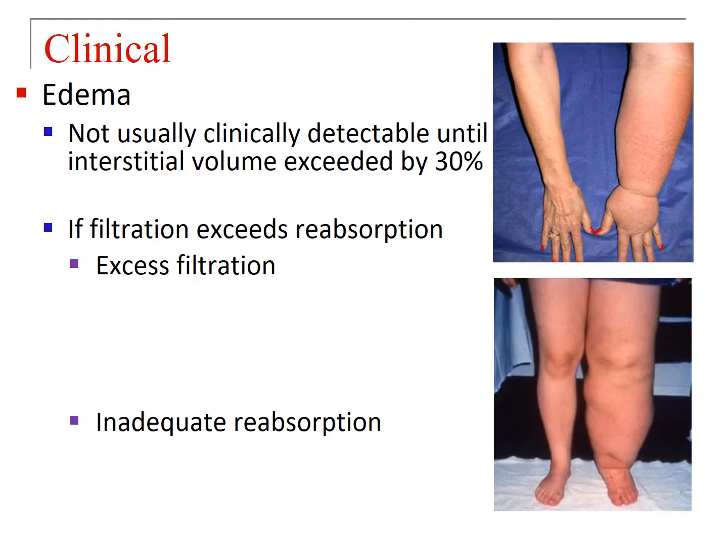So edema, or swelling due to fluid, is usually not detectable until your interstitial volume is about 30% higher than normal. And so edema can happen if filtration exceeds reabsorption. And this can happen in one of two ways. First of all, there can be excess filtration in which there's a higher hydrostatic pressure than normal, and so increased capillary blood pressure. This is the reason why you can see some swelling in the extremities of people with hypertension.